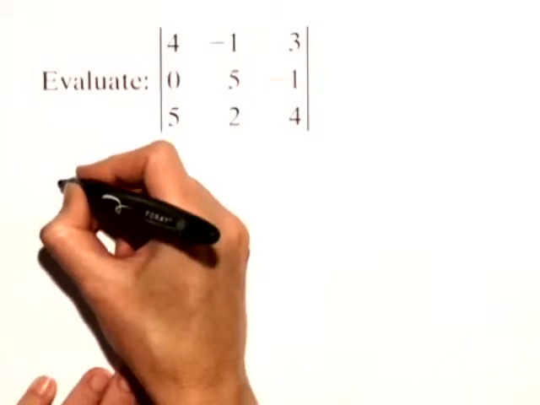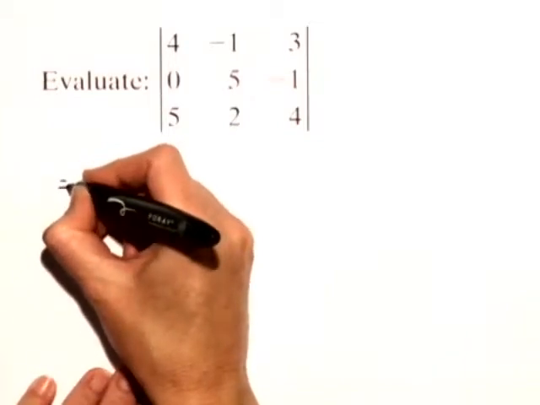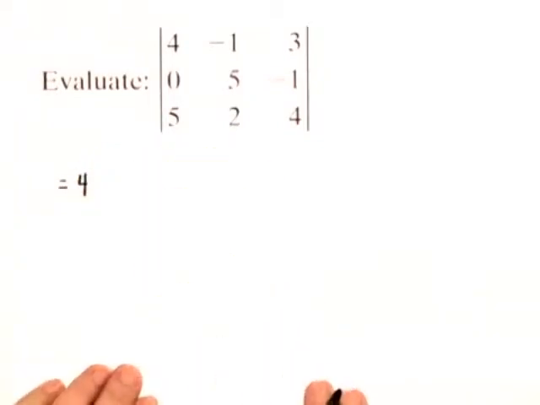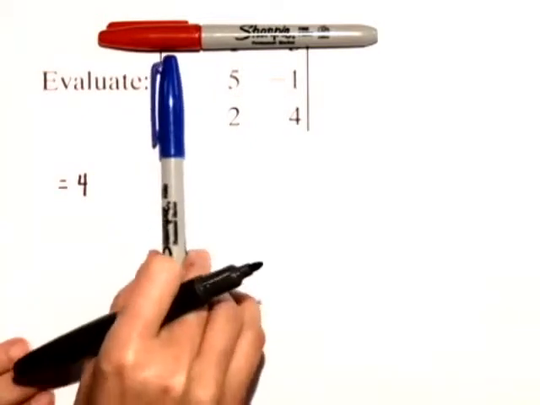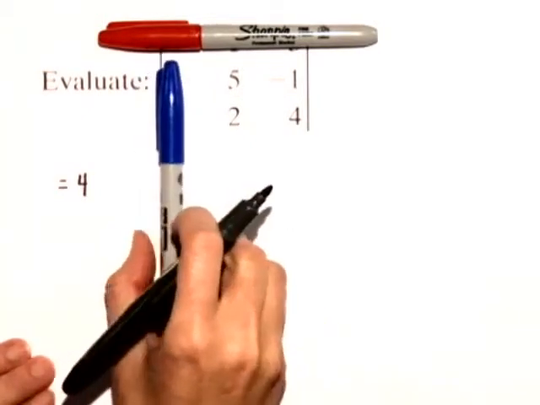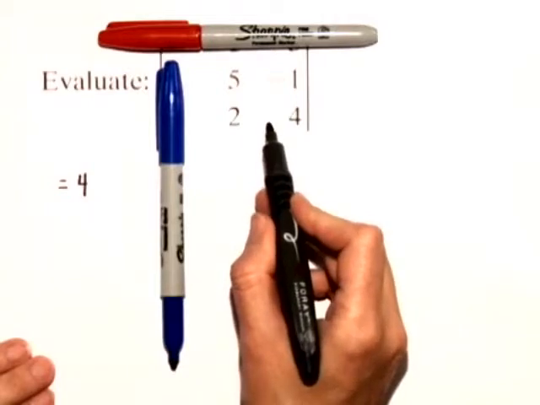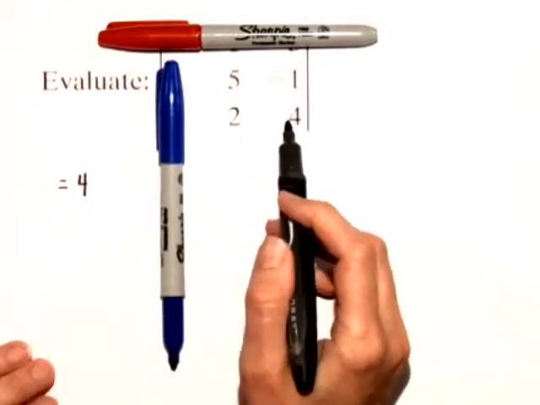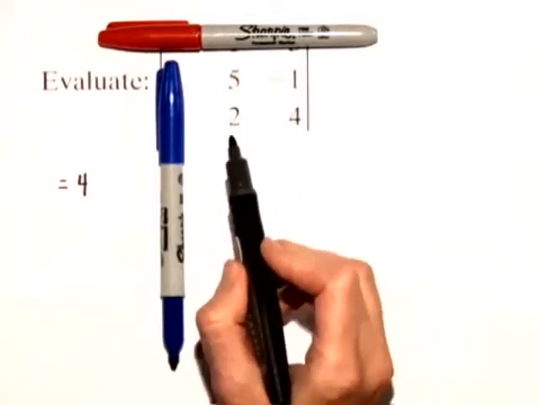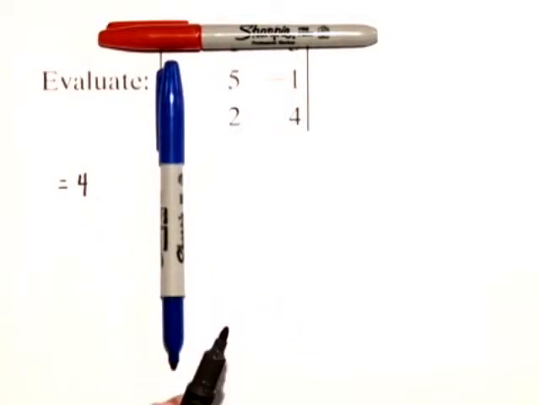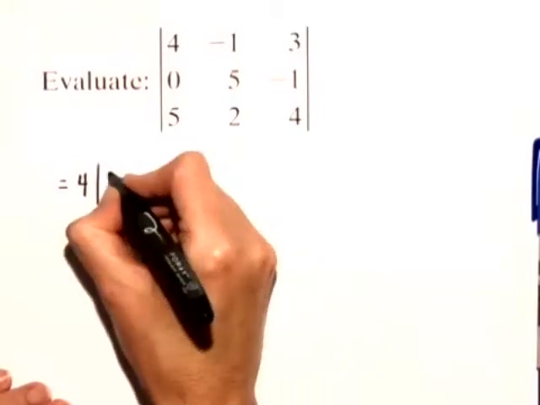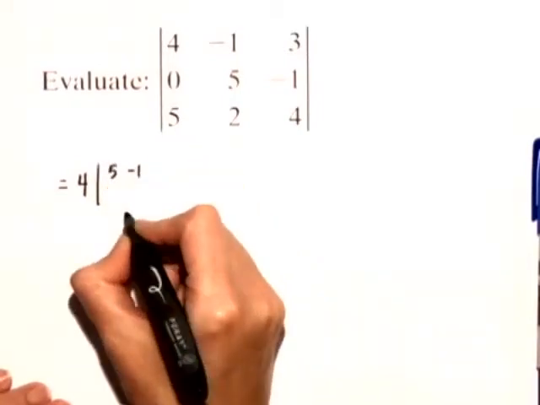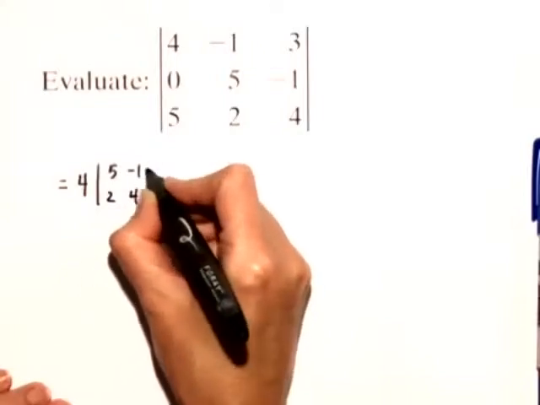When we expand across the minors, what we're really doing is saying that if we cross out the row that 4 is in, and we also cross out the column that 4 is in, we'll have a smaller 2 by 2 matrix left, or a determinant. And that will be what we multiply the 4 by. So we'll take the 4 and multiply it by the determinant 5, -1, 2, 4.